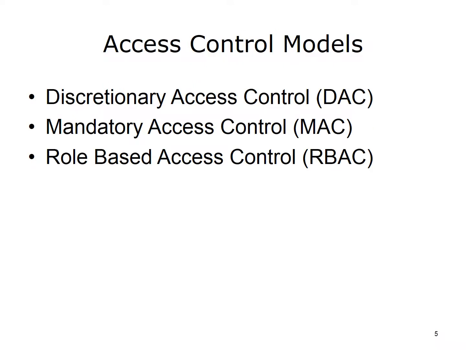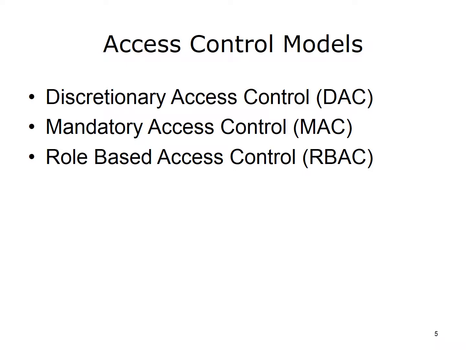Slide 5. There are 3 primary models for access control. Discretionary access control, DAC, means that it is completely up to the owner of the objects who has access to them and what access they have. For example, if I create a file, I can decide who has access to it and what permissions or rights they have, read, write, delete, etc. It is up to the discretion of the owner or administrator of a system who has access to what.